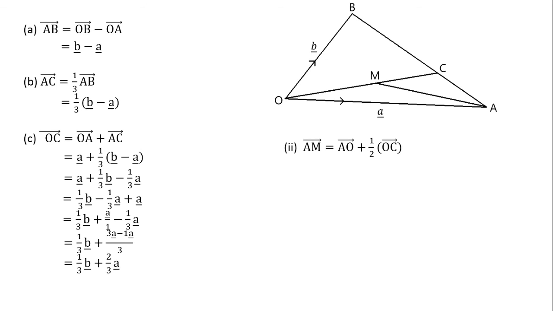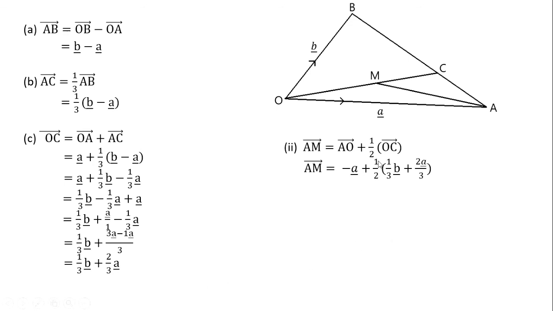Part 2. Find the vector AM. Vector AM is the same as vector AO plus half vector OC, because M is the midpoint, meaning it's cutting the line OC into 2 equal parts. Where there's AO, we'll replace our negative A. If OA is a positive A, it means AO is a negative A. And then we are going to say half. Where there's vector OC, we'll replace our 1 over 3B plus 2 over 3A like that.